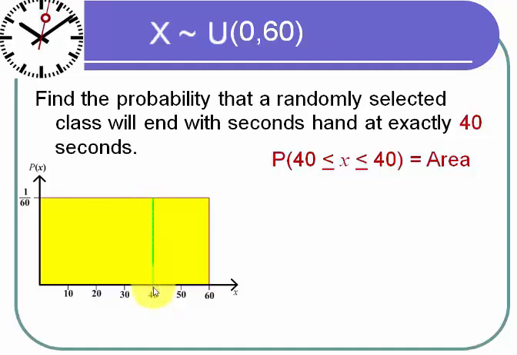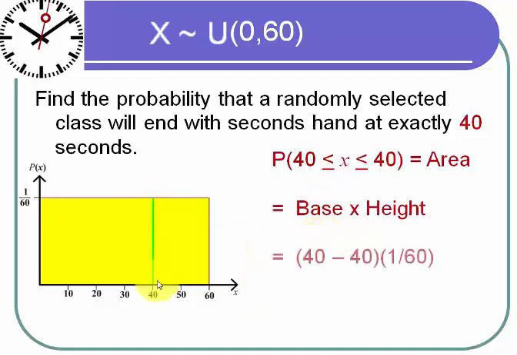Well, in this case, when we draw the picture, this is a line segment. And the area of a rectangle is the base times the height. But the base is going to be 40 minus 40. That base is just 0. The height is still 1 over 60. And 40 minus 40 is 0, times 1 over 60 is still just 0. So the probability that a randomly selected class will end with the second hand at exactly 40 seconds is equal to 0.